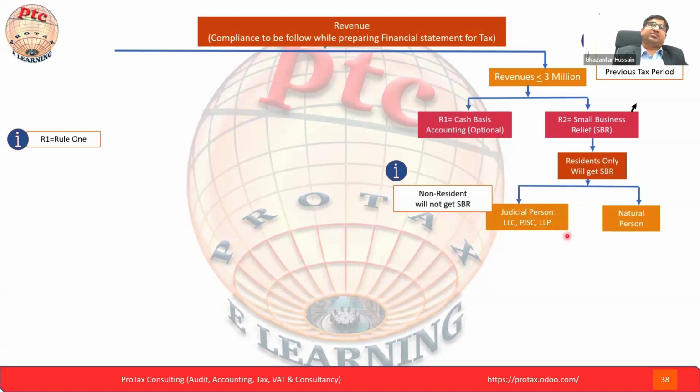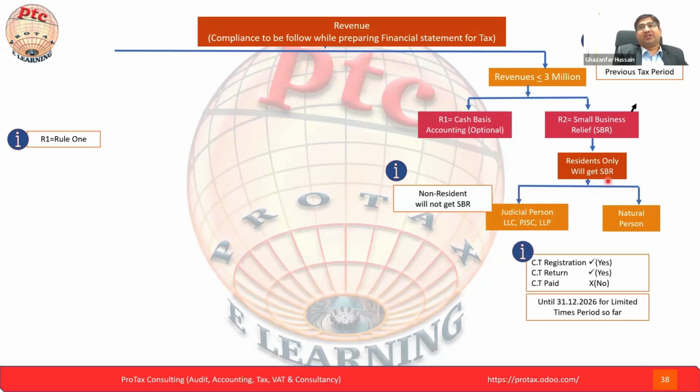So next we are seeing the juridical person. A resident juridical person will get the small business relief. A non-resident will not get the small business relief. But in terms of the natural person, yes, it is available for both resident and non-resident. In terms of juridical person, it is only available to resident ones. Natural persons we will go to another side, so then we'll witness that part also.